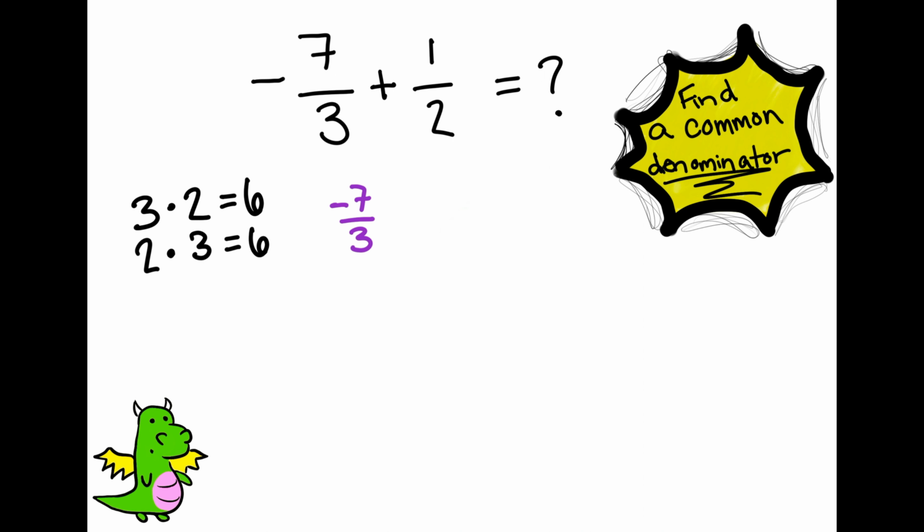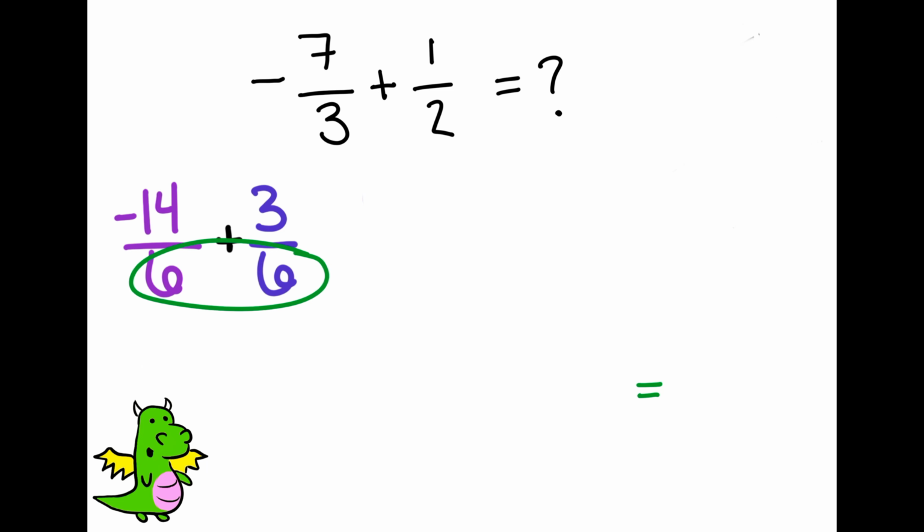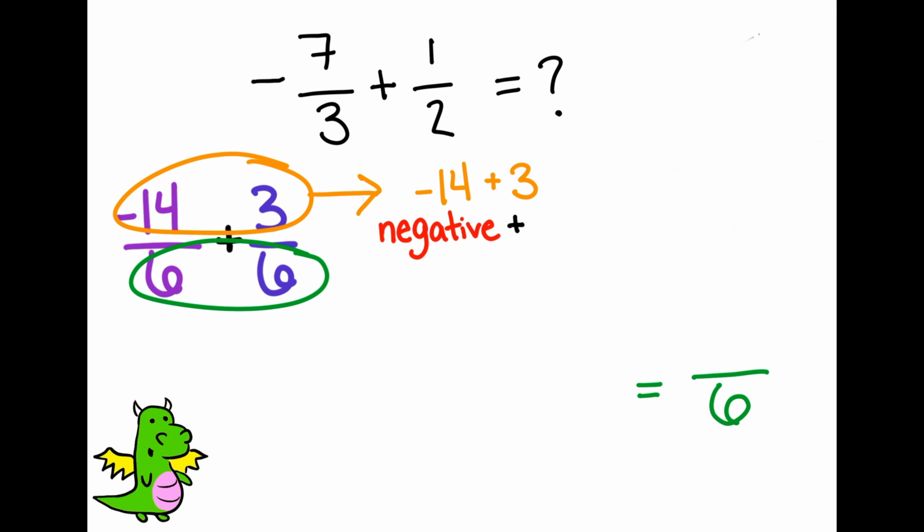Remember, you must do the same to the top that you did to the bottom. So where we multiply 3 by 2, we also have to multiply -7 by 2. This gives us -14/6. On the other fraction, we multiply the bottom by 3, so we will do the same to the top. This gives us 3/6. Now we have turned this into a problem we can solve. The denominator will stay the same, 6. We just need to add -14 plus 3.